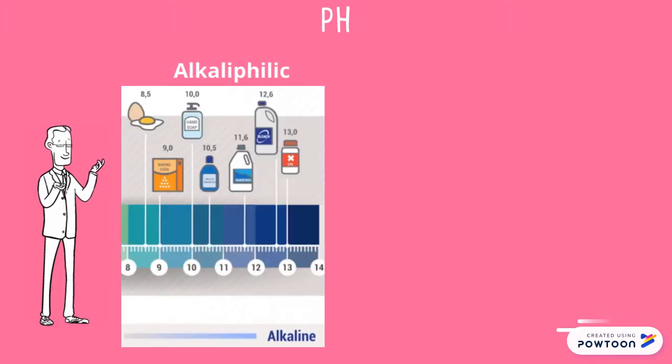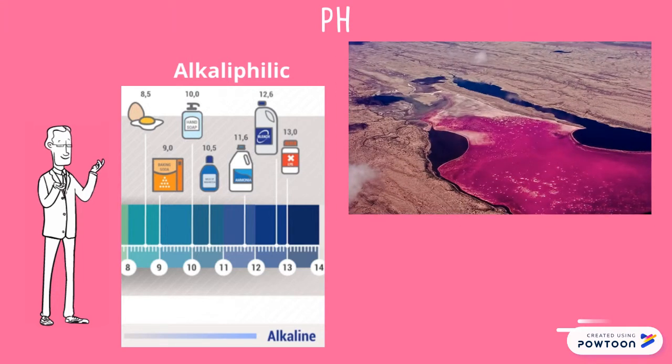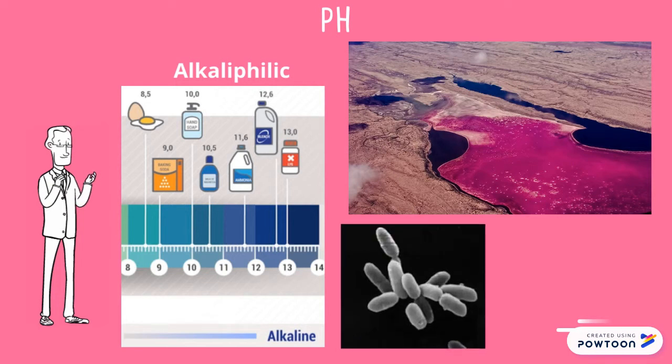Alkalophilic microbes, however, grow and thrive in much more basic levels of pH, with a pH of 8 or higher. This can include environments such as soda lakes, which can have multiple microbes such as halobacteria in an environment of a pH of up to 11.